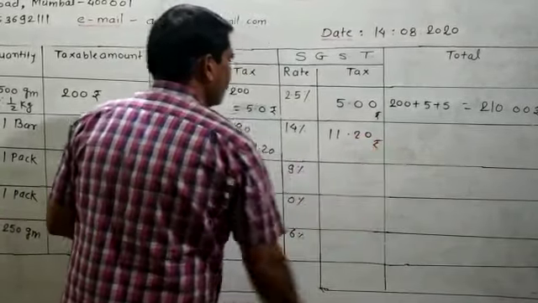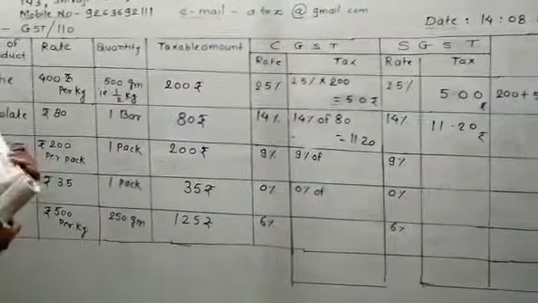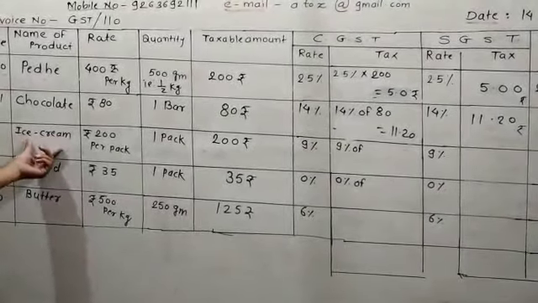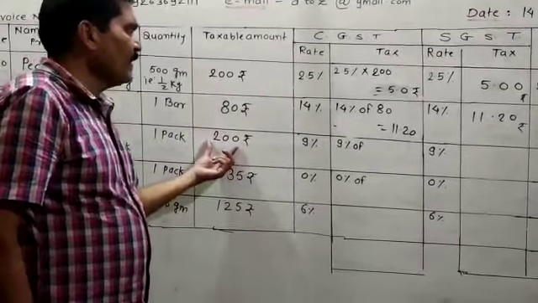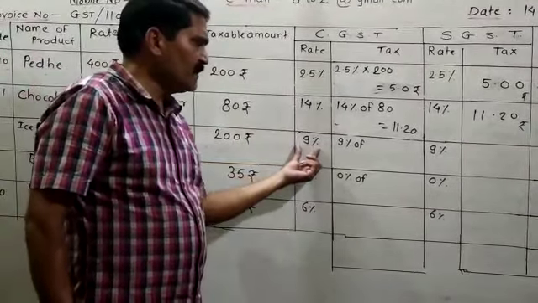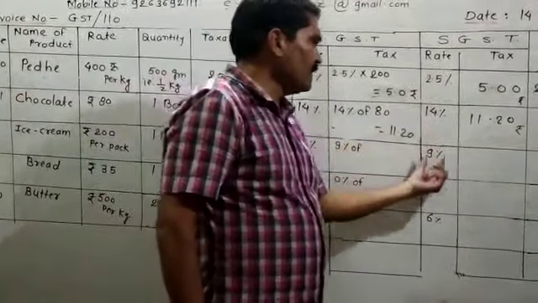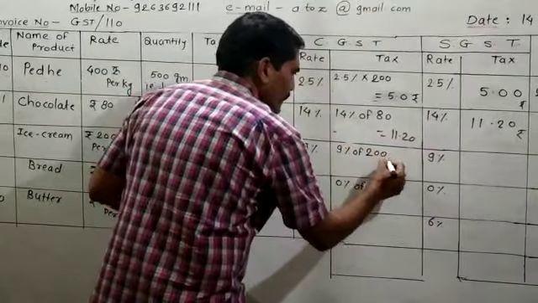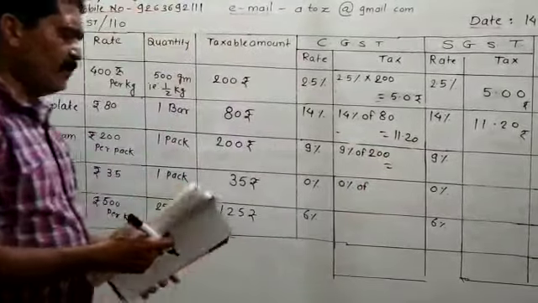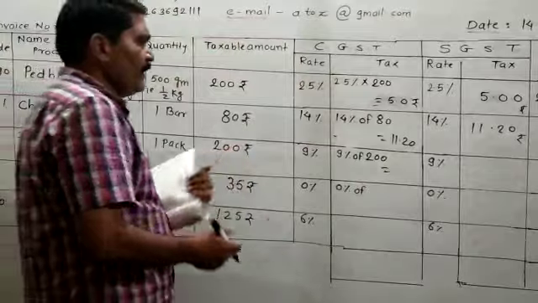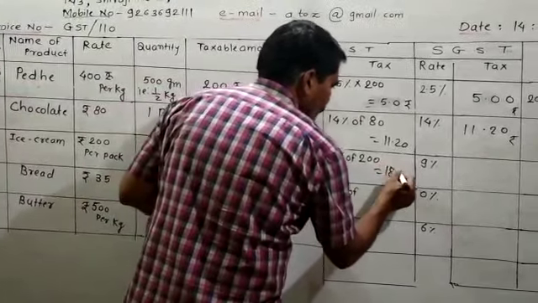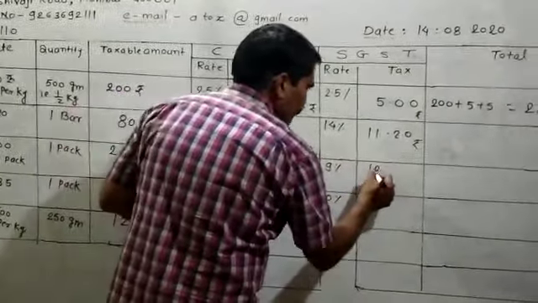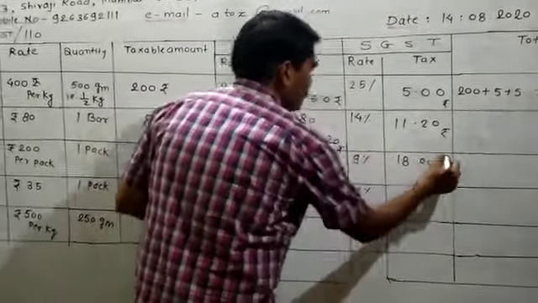11.20 rupees. Then the next item is ice cream. The taxable amount is 200, the rate of CGST is 9%, and the rate of SGST is also 9%. You have to write 200 here as the taxable amount. If you calculate 9% of 200, that will come 18 rupees, 18.00 rupees. So I will write this as 18.00 rupees.